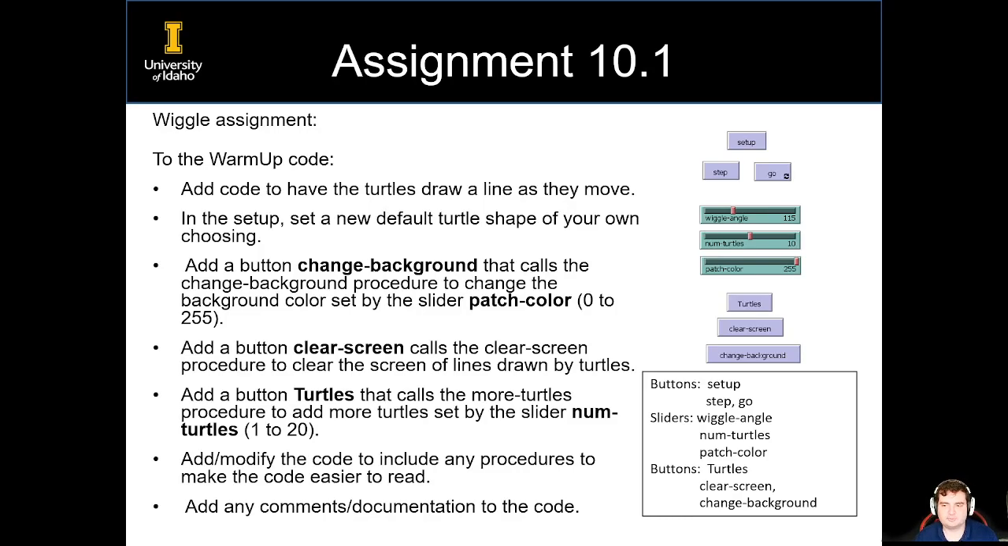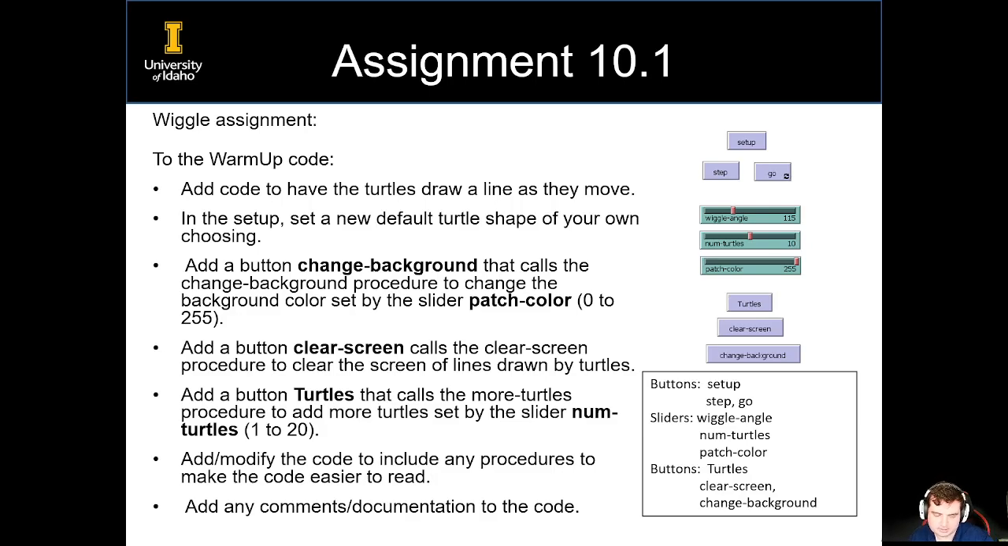So your assignment for this, and we'll kind of fix this up a little bit, is we're going to have all of our turtles draw a line as we move. In our setup, we're going to have a turtle shape if you're not choosing. I'm going to stick with cows and butterflies, just keeps it kind of easy on me. And we're going to change the background of the whole thing based off of us clicking a button. We're going to add a button called clear screen that uses the clear screen procedure to clear the screen of all the lines that have been drawn. We're going to add a button called turtles that adds more turtles procedures to add more turtles set by our slider. We can add a modifier code to include any procedures to make the code easier to read. That's a really big idea.